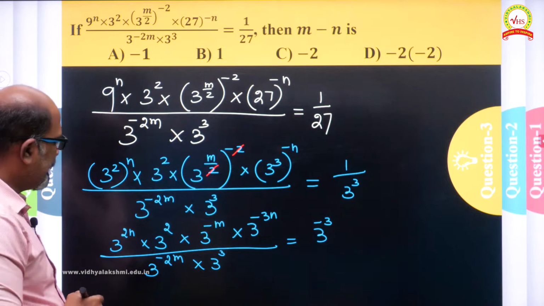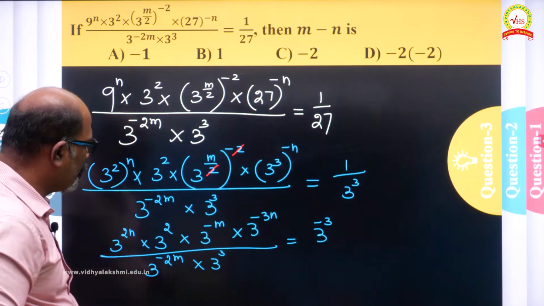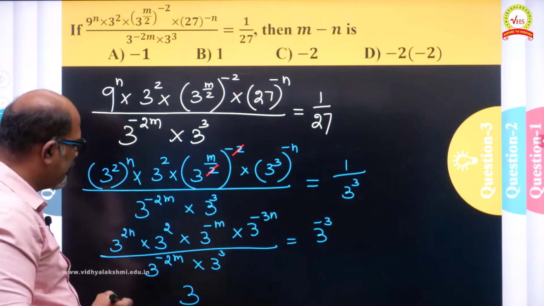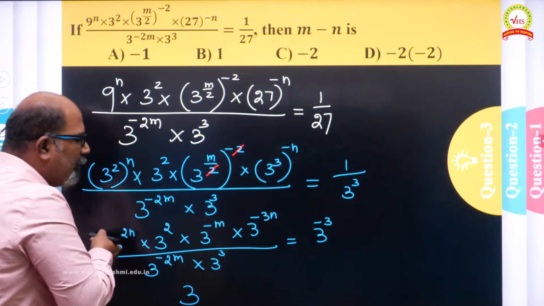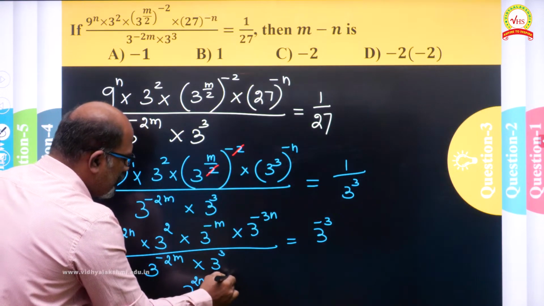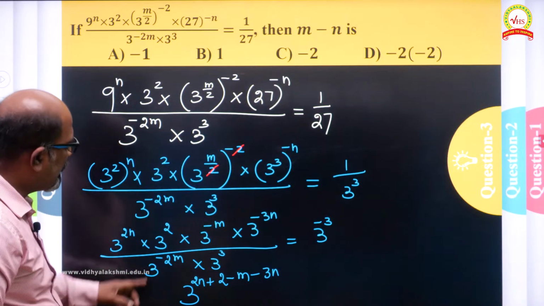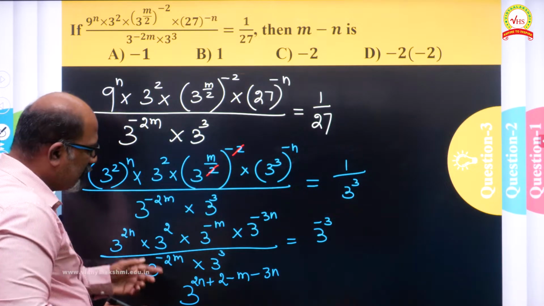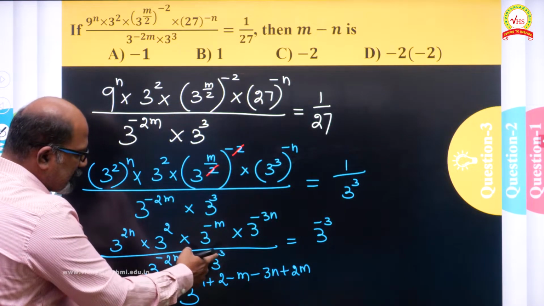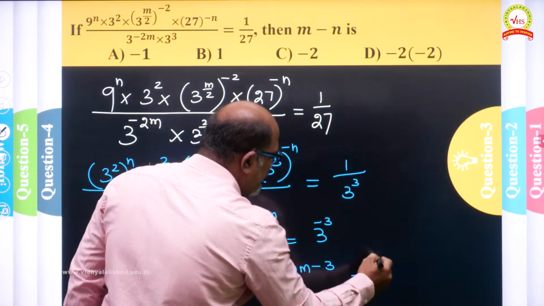Right. Then next I need to apply the product rule of exponents and the quotient rule of exponents at the same time in a single step. All are having the base 3, so I am taking the common base 3. I want to add all the exponents in the numerator because those are in product. So 2n plus 2 minus m, minus 3n. Added all the numerator powers, and I need to subtract the denominator powers because it is the quotient rule. So minus 2m will become plus 2m, and this 3 will become minus 3. After doing all this, I need to equate this along with 3^(-3).